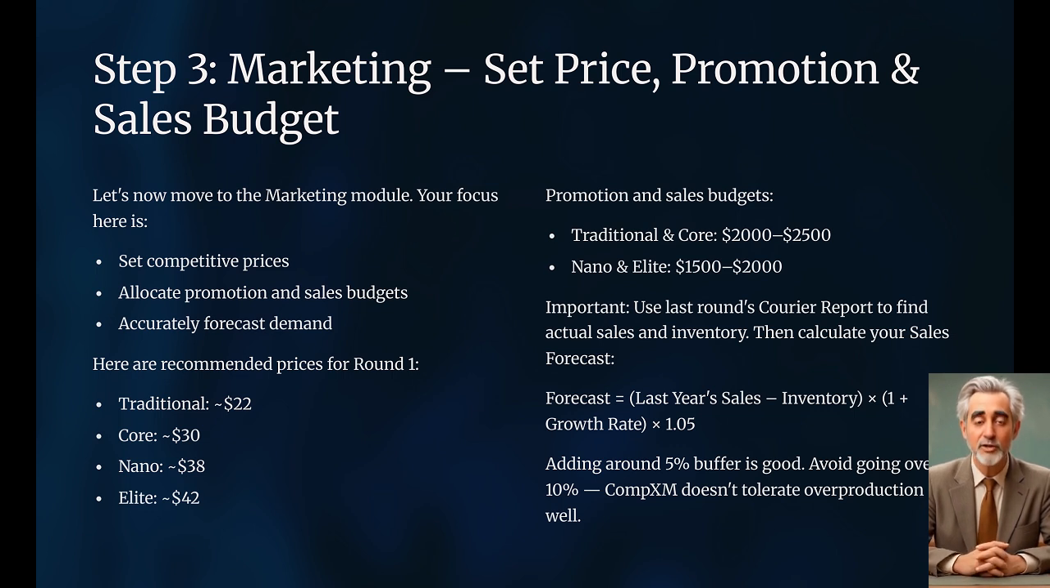Important: use last round's courier report to find actual sales and inventory. Then calculate your sales forecast. Forecast equals last year's sales plus inventory, times 1 plus growth rate, times 1.05. Adding around 5% buffer is good. Avoid going over 10%. CompXM doesn't tolerate overproduction well.